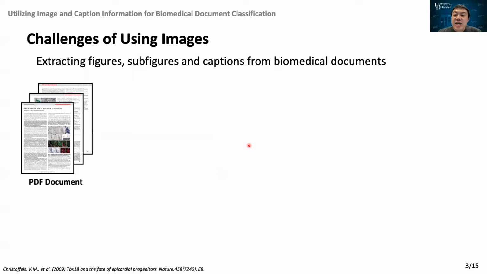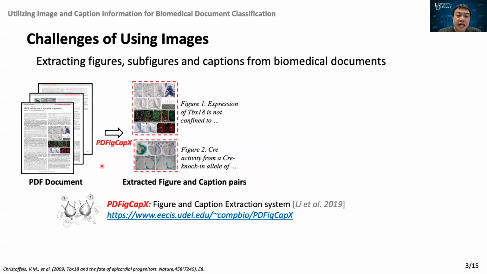However, there are challenges for using image information. Most current biomedical publications are stored as PDF. As such, it is essential to first extract figures and captions from the PDF files of publications. To do that, we use PDFigCapX that was developed by our group for parsing biomedical documents.